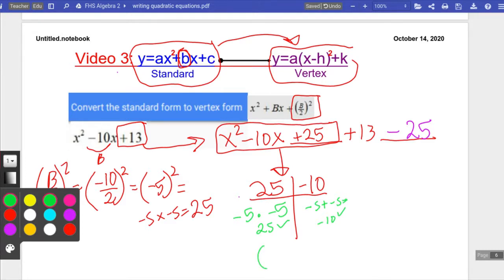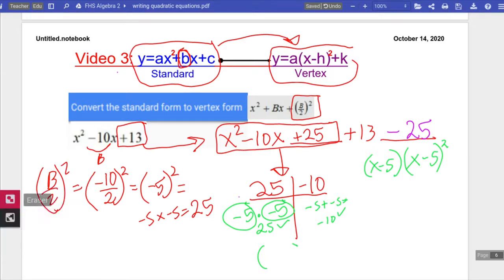So in parentheses, I should have, let me write it right here, x minus 5 and another x minus 5. Oh, let me take off the square. Why am I doing that? I don't know. All right, cool.